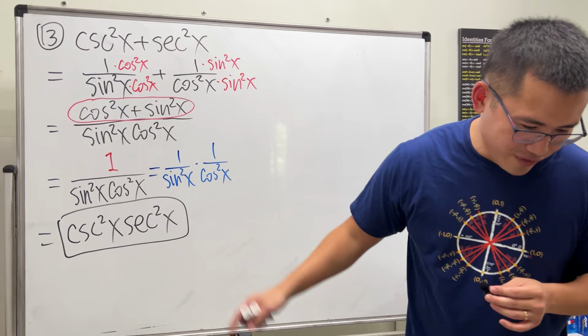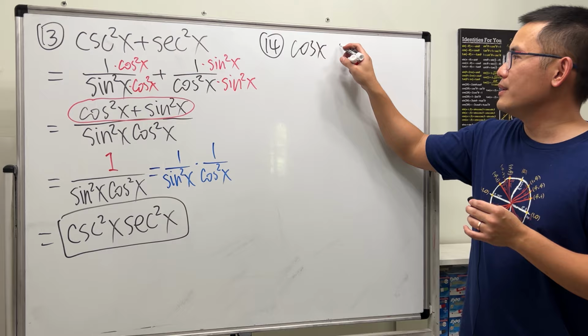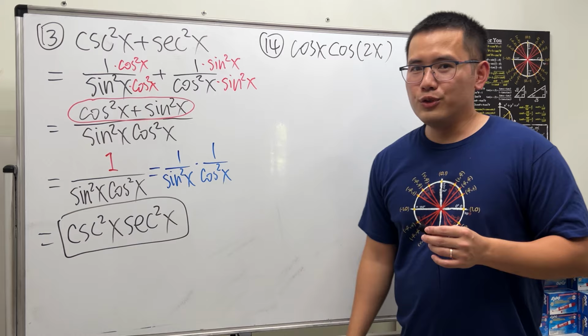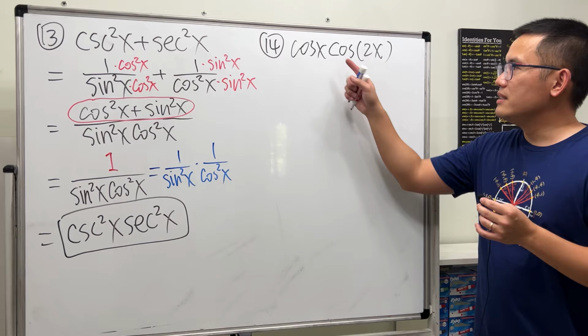Now, number 14. For this one, it's kind of like you know it, you know it. If you know it, you know it. If not, then you don't know it. What am I talking about? Because firstly, you might be wondering, can we just use the double angle identity to break it apart? Maybe, but the purpose of this question is not the double angle identity, but rather the product to sum identity. Have a look here.